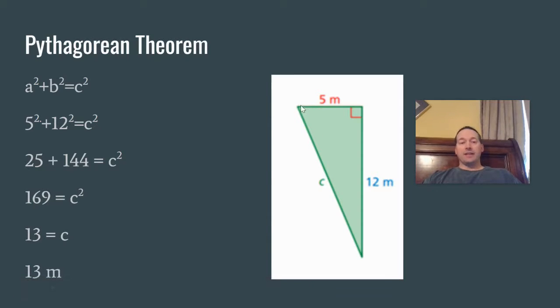So you could actually do this, and it doesn't have to be meters. It could be anything. So like if you take a ruler and you make a 5-inch line, and then you make a perfect 90-degree angle, and then you make a 12-inch line, the distance from that point to that point will be 13 inches. It's kind of cool. Try it if you want.